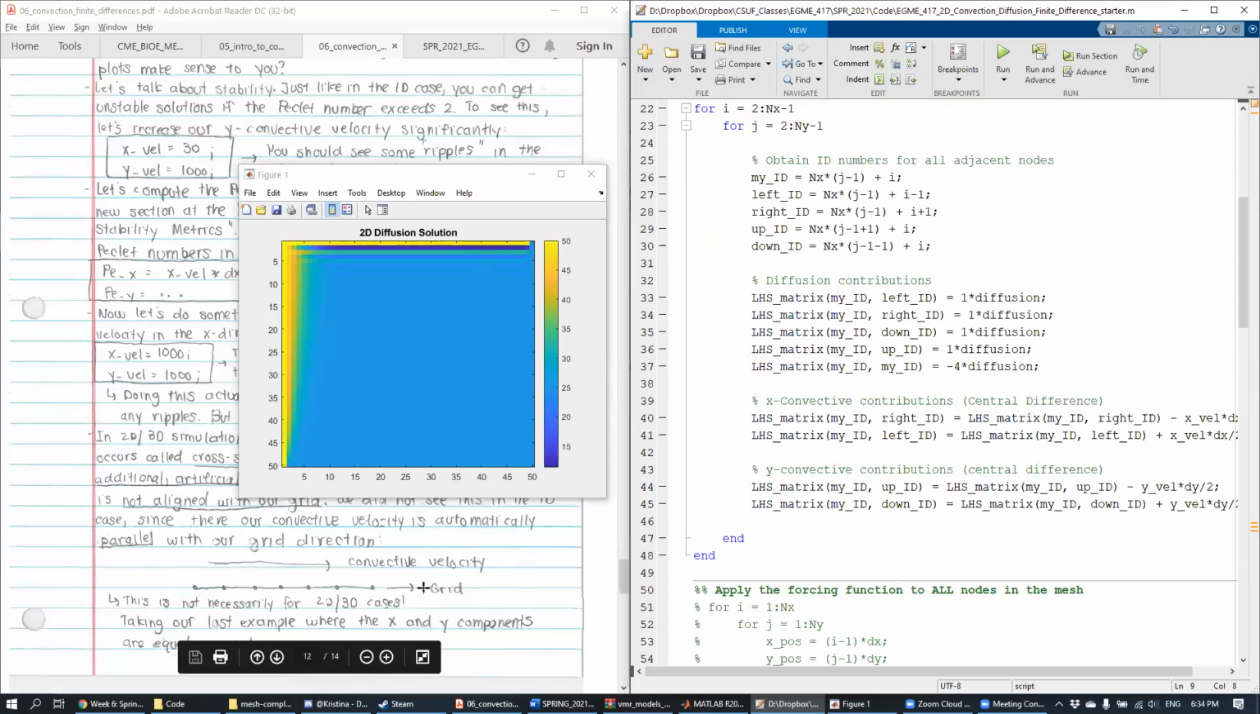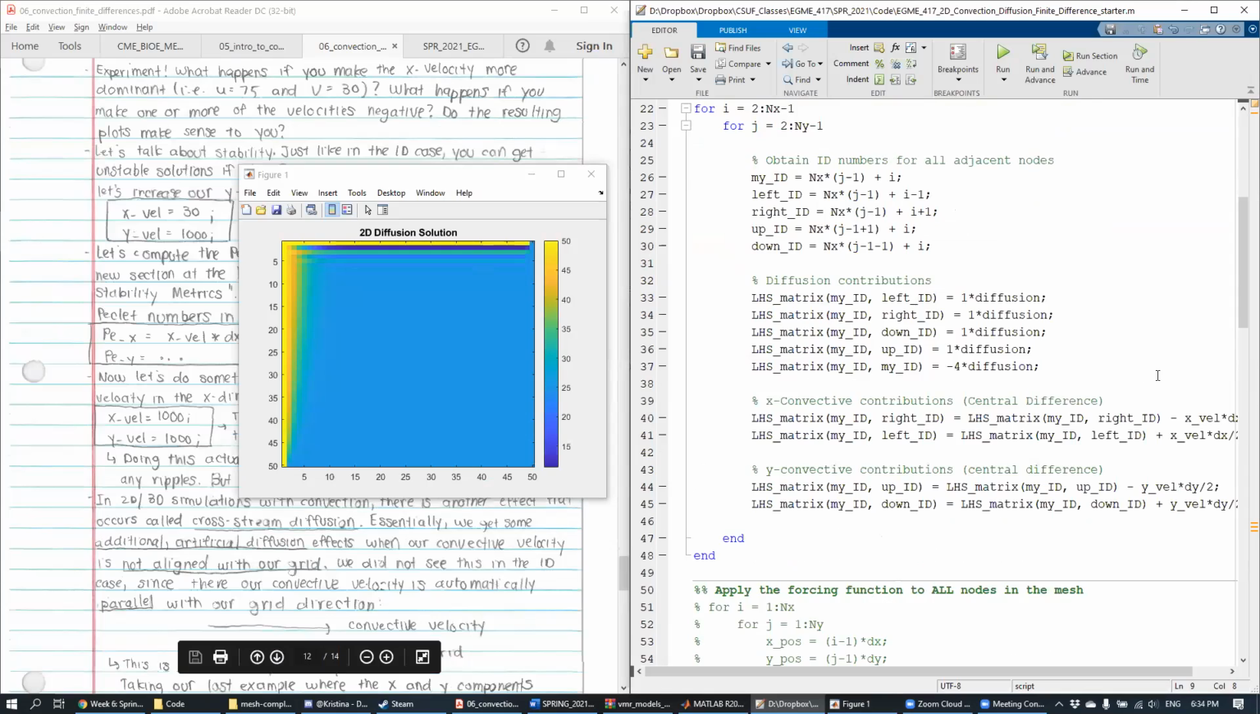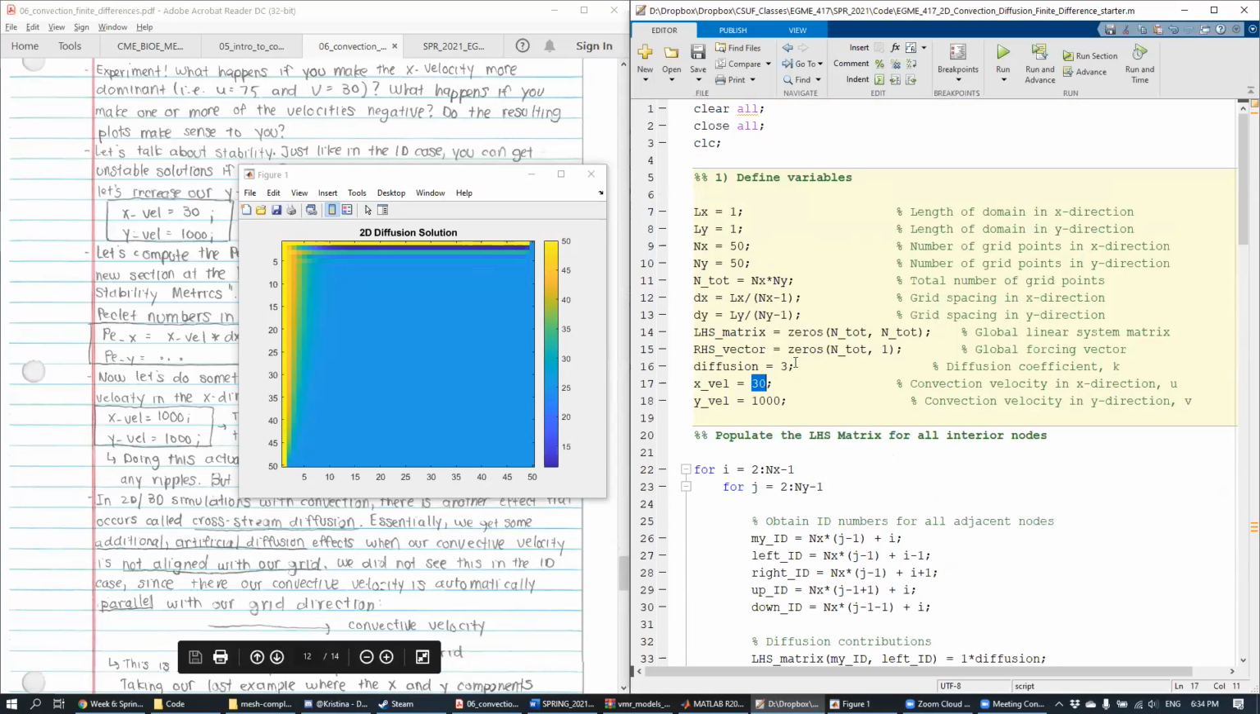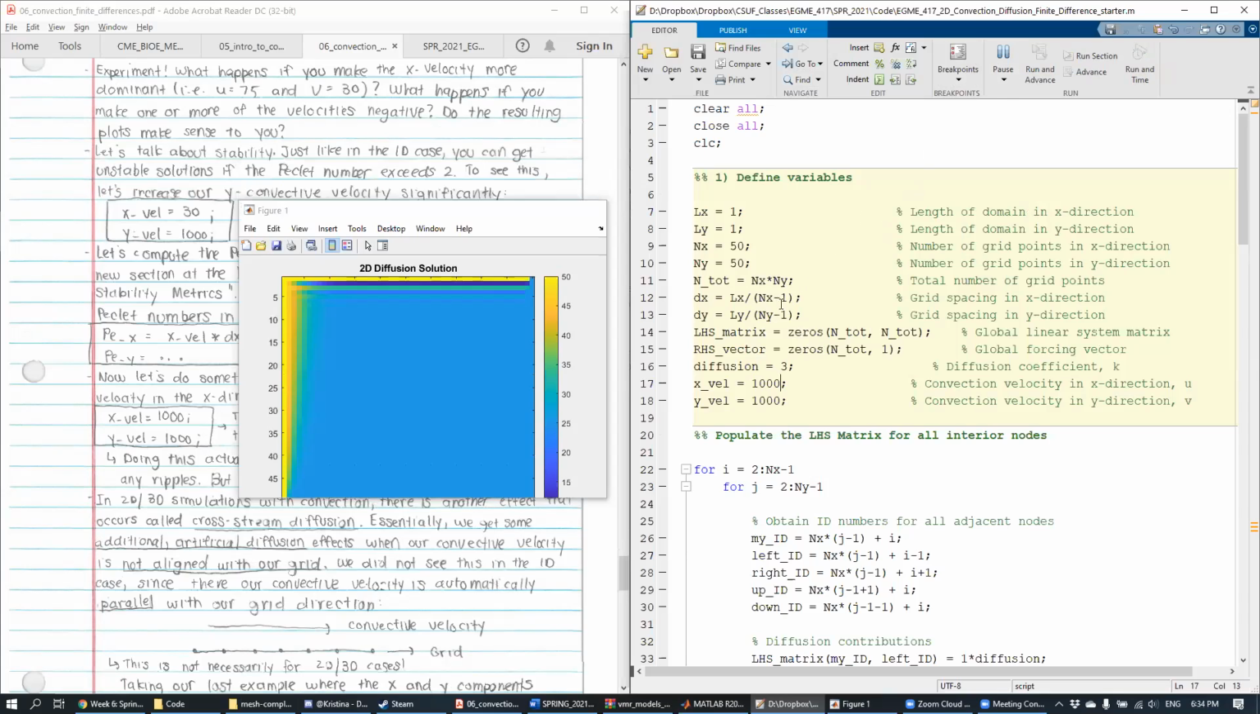From here, I'm going to try one additional thing. I'm going to crank up the x velocity as well. So the x velocity, I'm going to make this also 1,000, right? So what we have is a huge amount of velocity in the x direction and a huge amount of velocity in the y direction. What you would expect is that this solution would be really unstable, because it's really unstable in x and really unstable in y. But let's see what happens.